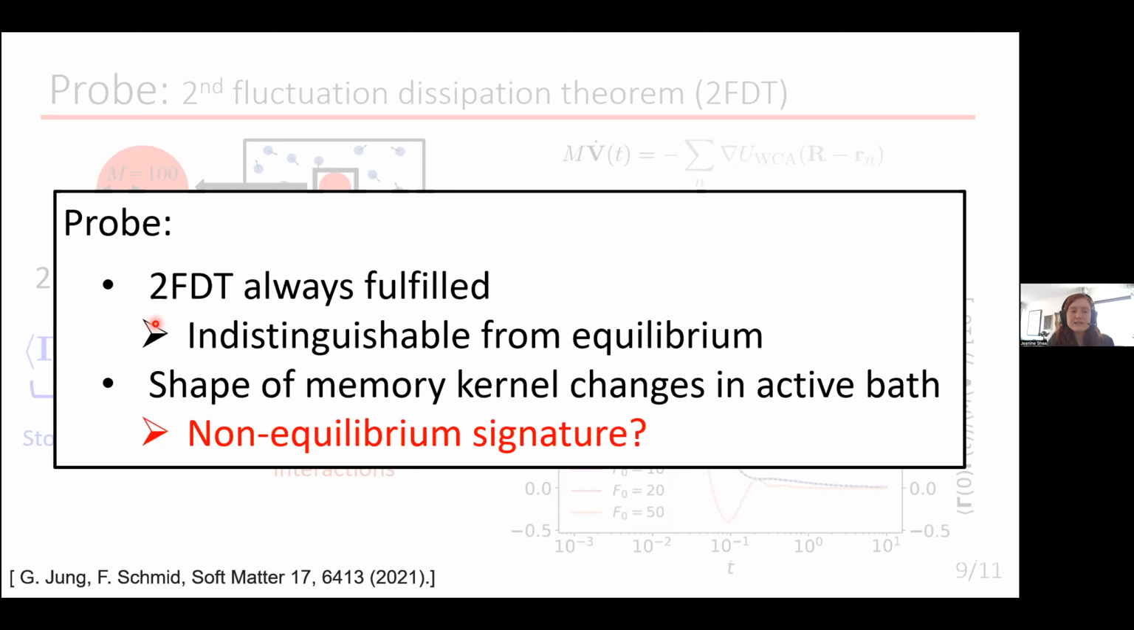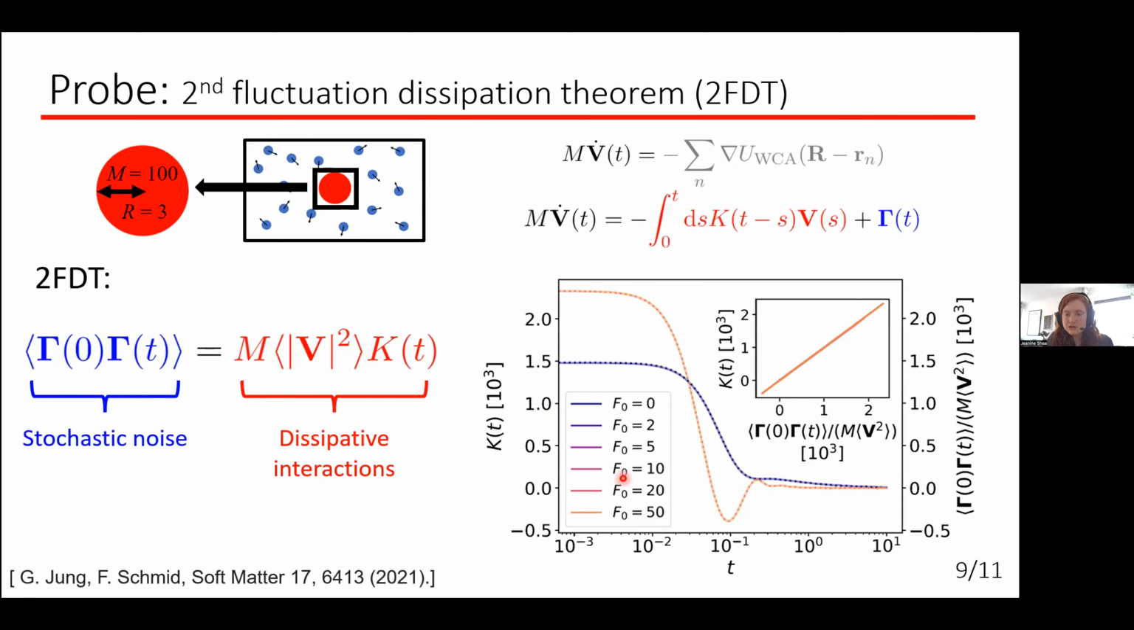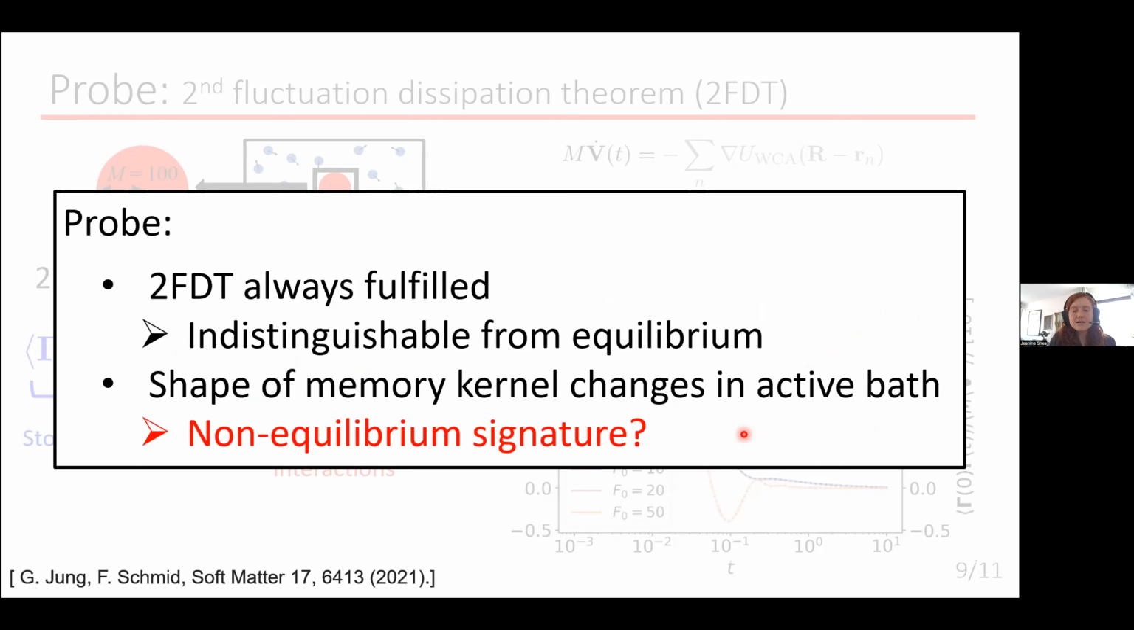We do, however, see that the shape of the memory kernel changes in the active bath. You see this negative portion developing here, but that is not inherent to non-equilibrium. So we can't really use this as a non-equilibrium signature.